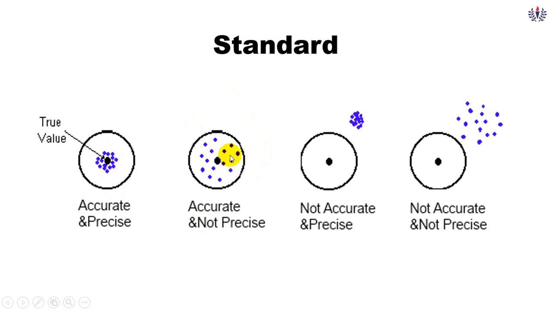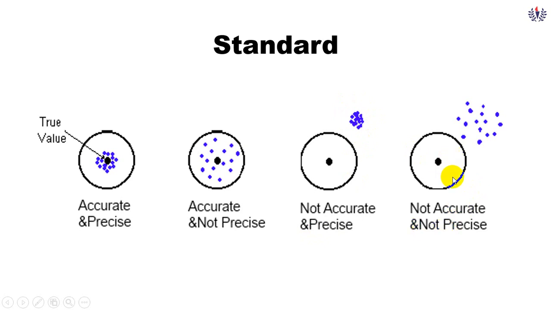If it is in this target, but it is not in the midpoint, so it is not precise, but it is accurate. Here one more thing is there. Here you can see a number of target points which are crowded over one particular point, but it is not in the target, so it is not accurate, and it is precise. It is precise because continuously we are getting the same values.